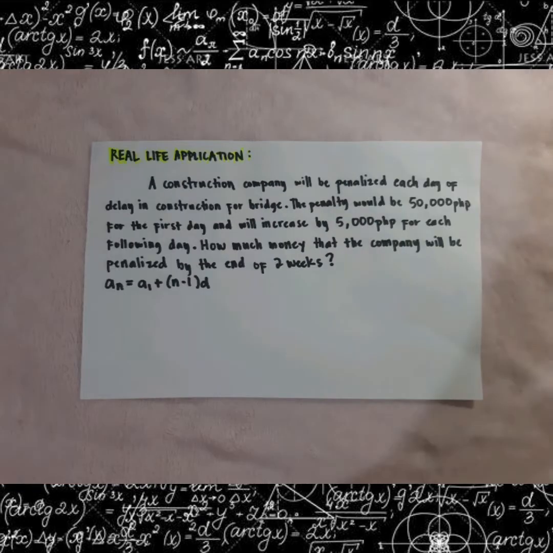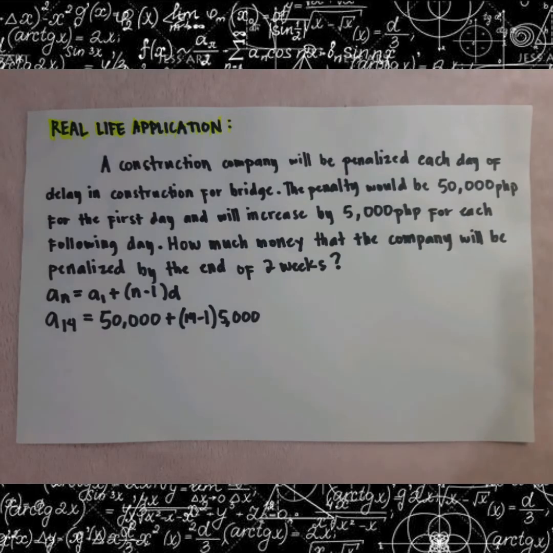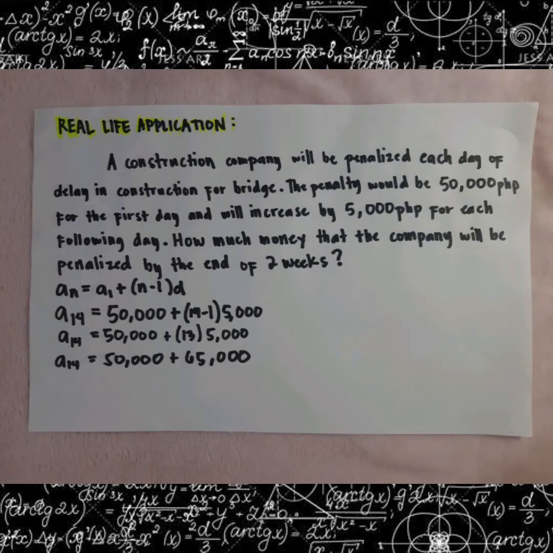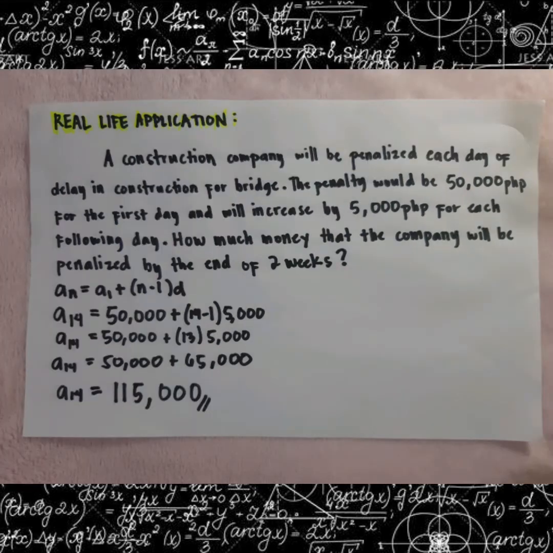Plug in first the formula of arithmetic sequence. First, we need to find the 14th term of the sequence since 2 weeks is equivalent to 14 days. So the equation would be a sub 14 is equal to 50,000, which is the first term, plus 14 minus 1 times 5,000. 14 minus 1 is equal to 13. 13 times 5,000 is equal to 65,000. 50,000 plus 65,000 is equal to 115,000. Therefore, a sub 14 is 115,000.